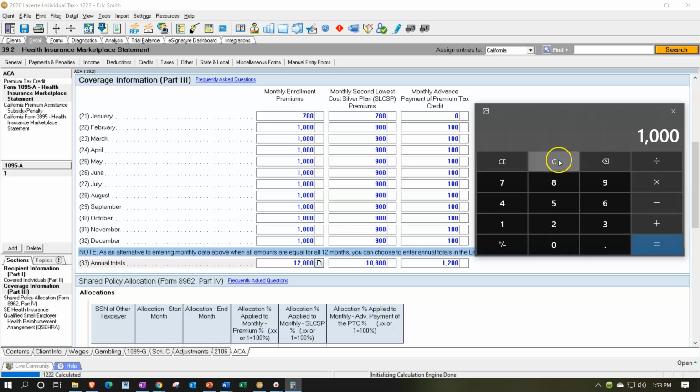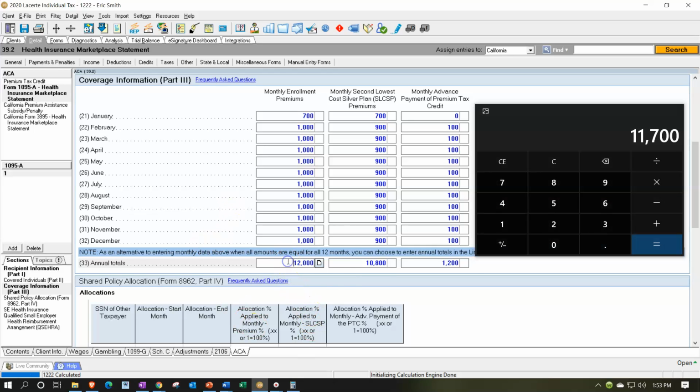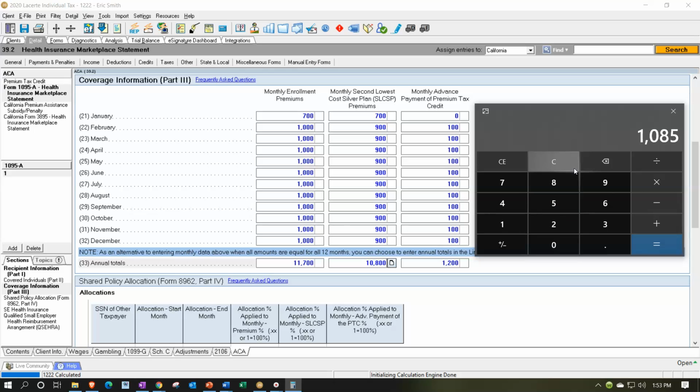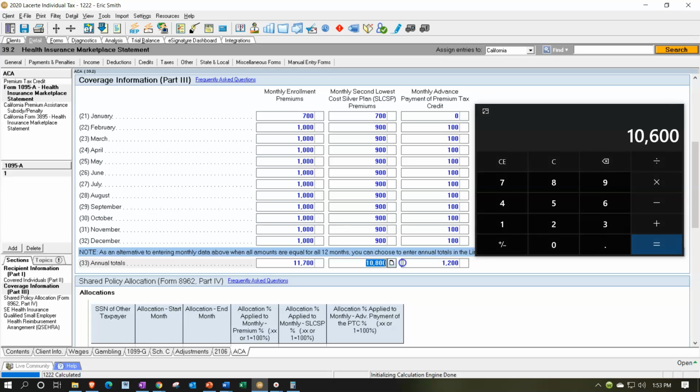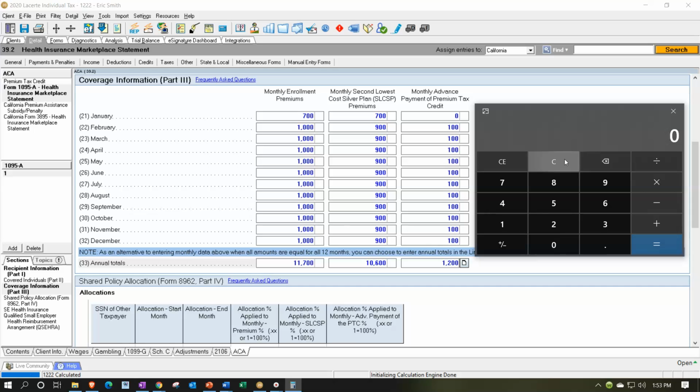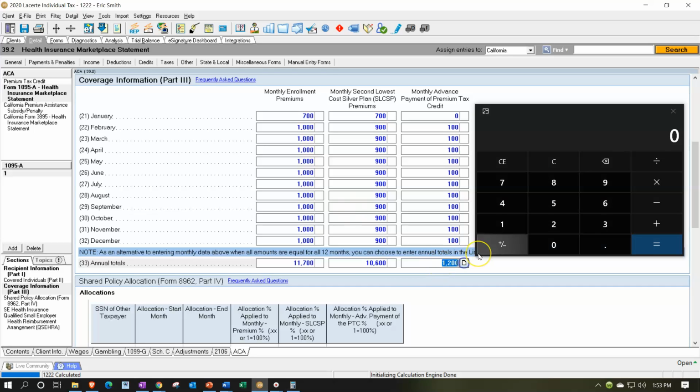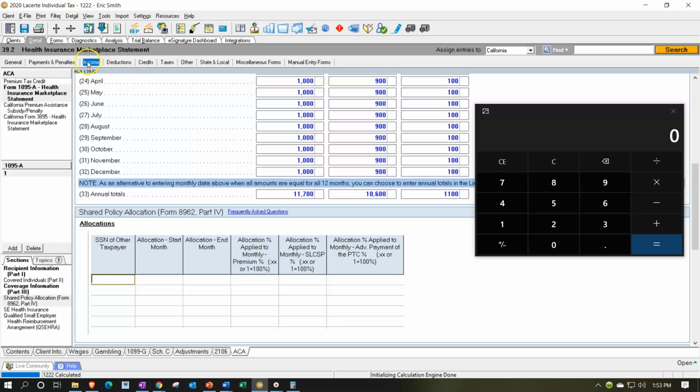Or let's just do this. It's going to be the 12,000 minus 300, which is going to be 11,700. So we'll say 11,700. And then we've got the 10,800. We've got the 10,800 minus 200. And that's going to be the 10,600. And this would obviously be on the form 1095-A, but I'm just going to, and this could be 1,100. So 1,100. And then let's check that out.